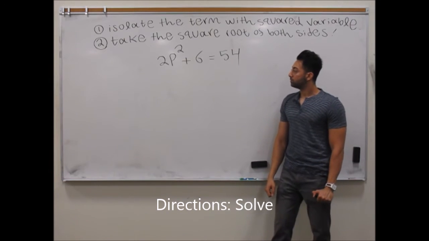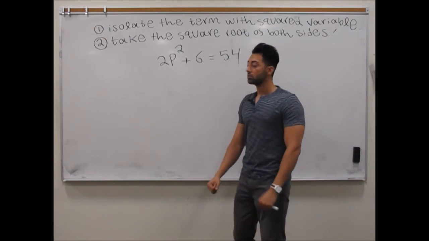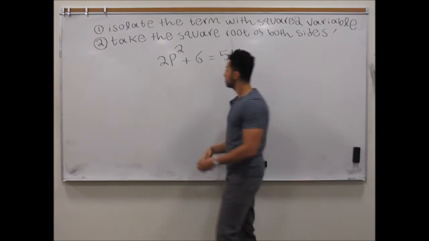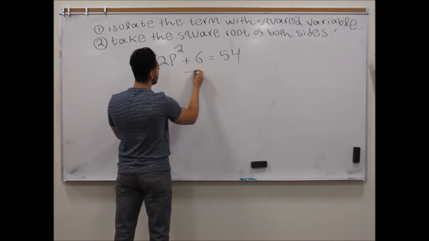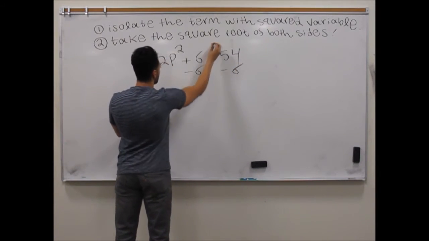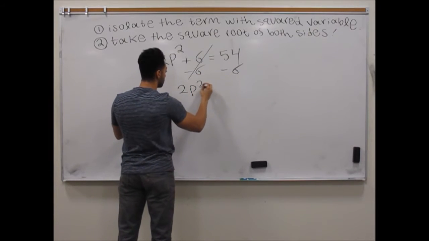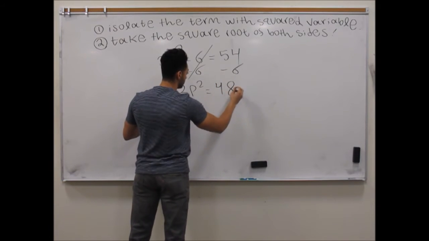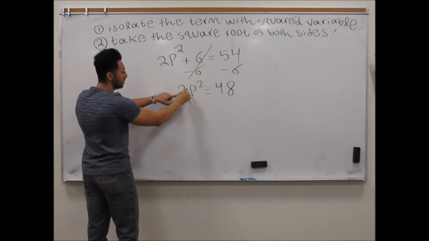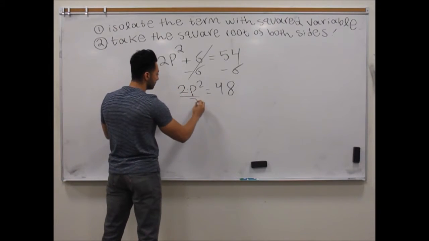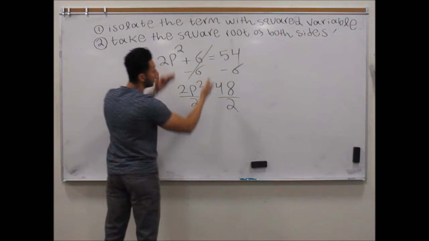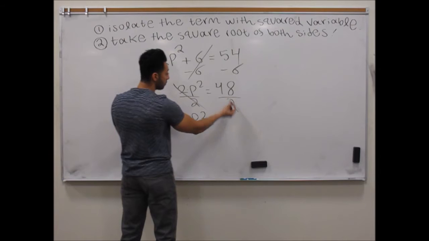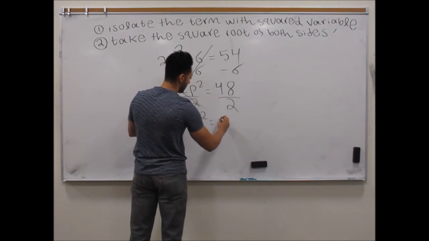Okay, so I'm assuming you paused the video and tried this. So first I'm going to isolate our term with the squared variable, which is p squared. So first I'm going to subtract 6 over. These would cancel. I would get 2p squared is equal to 48. Then the next thing to do would be to divide by 2 since it's being multiplied here. Still on the first step on isolating, right? So these would cancel and we get p squared is equal to 2 goes into 48 24 times.